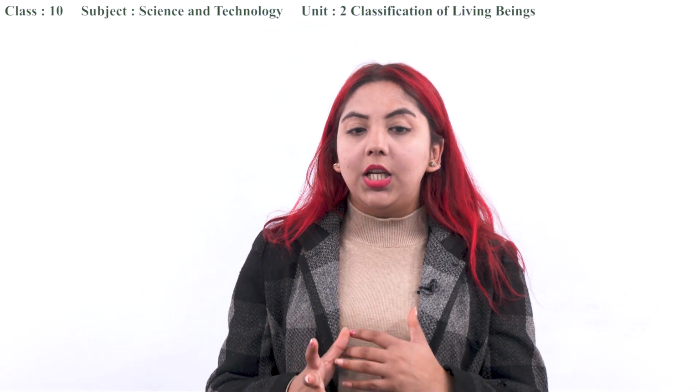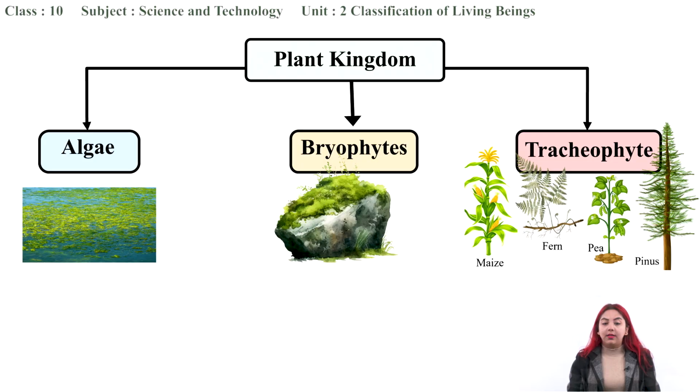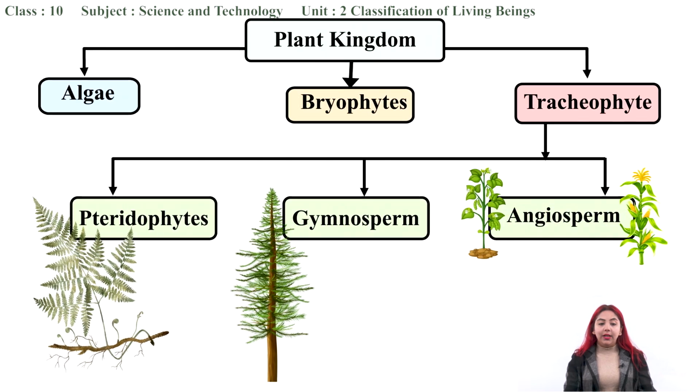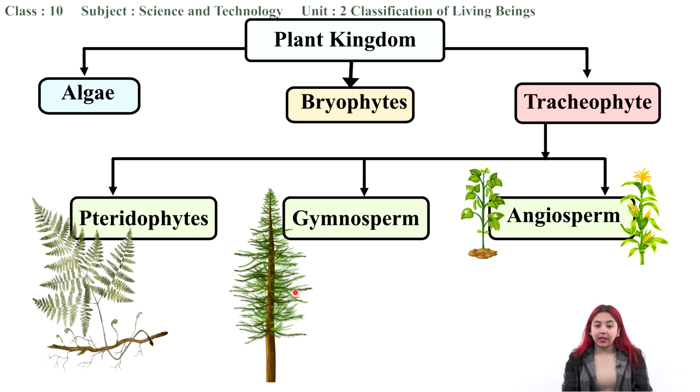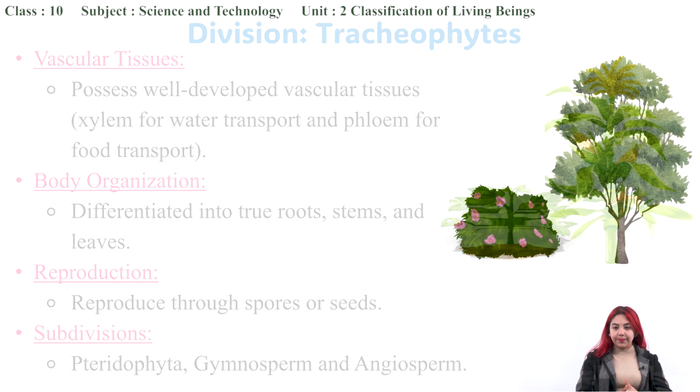Now we studied about the bryophytes, the entire kingdom bryophytes. Now let us study about another kingdom, that is tracheophytes. Now this tracheophytes can be divided into 3 subkingdoms, that is pteridophytes, gymnosperms, and angiosperm. Now let us study about some important characteristics of the division tracheophytes.